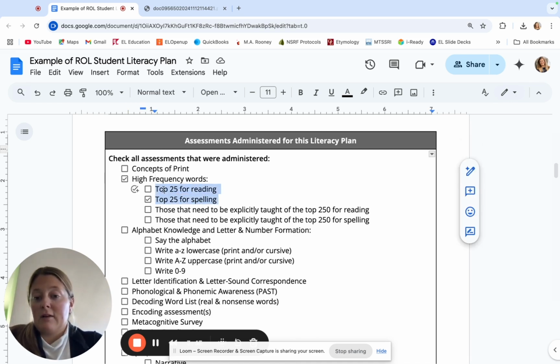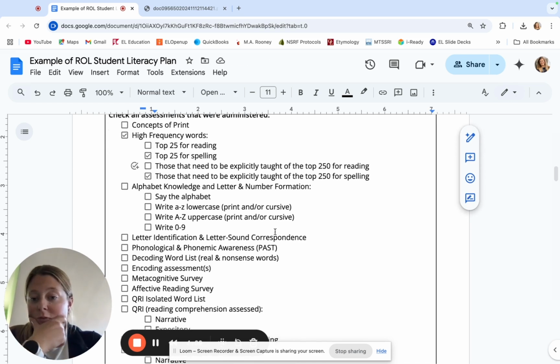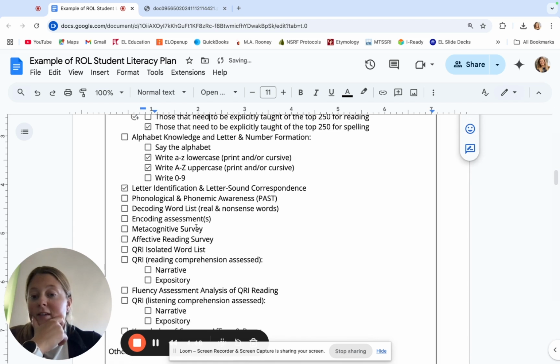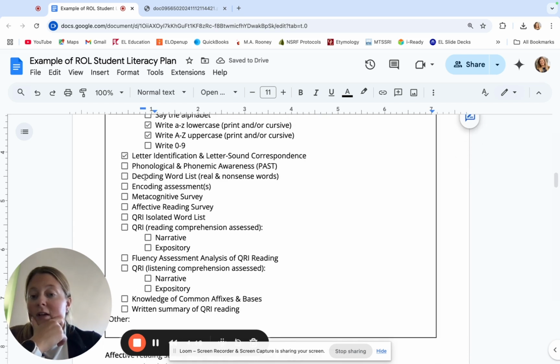But they're separate on here because I know that for IEP goals purposes, some people like to look at them separately and make different goals for those. I started to look beyond the top 25 and see what he could spell out of the top 250 most common. So I'll check that. Alphabet knowledge, I had him write A to Z in lowercase and uppercase. I did the LILS assessment, the letter identification and letter sound. We did the PAST, we did decoding, we did spelling. I did not do metacognitive.